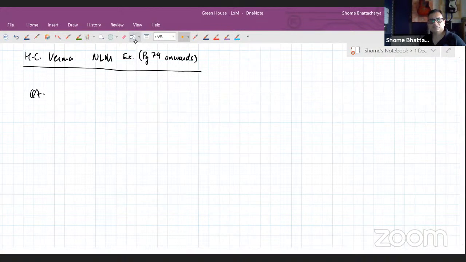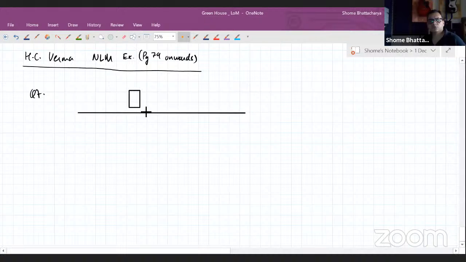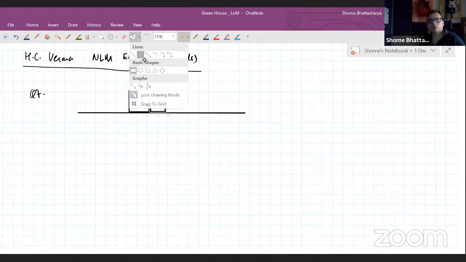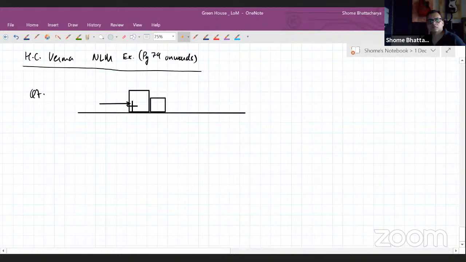So question 7, the situation is basically something like this. On a horizontal surface, you have a combination of two blocks kept against each other, and the experimenter is pushing one of the blocks with a force like this. So the question asked here is, what is the force between A and B?